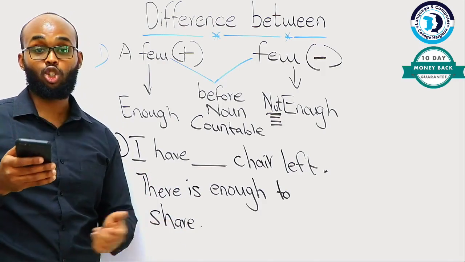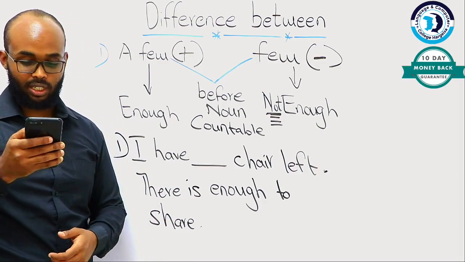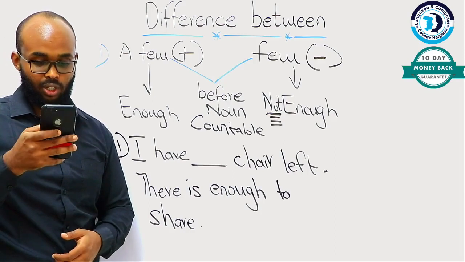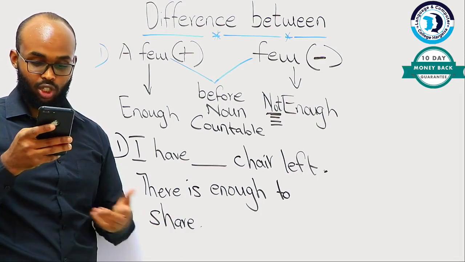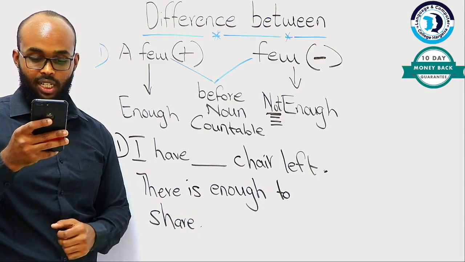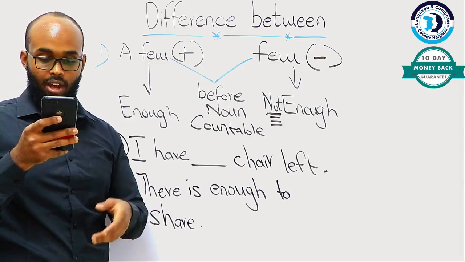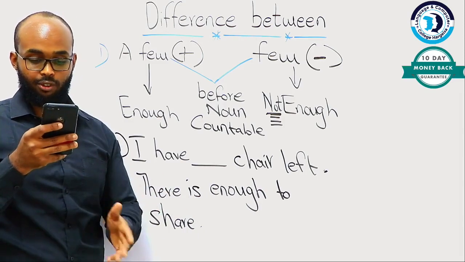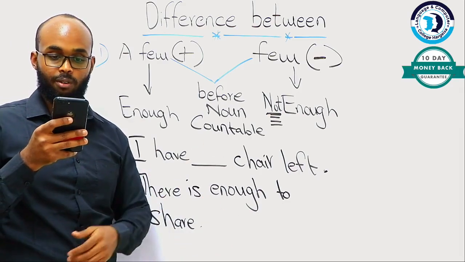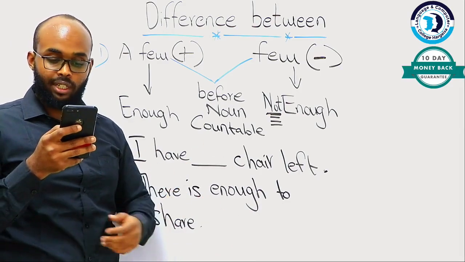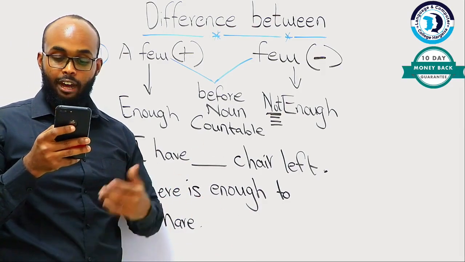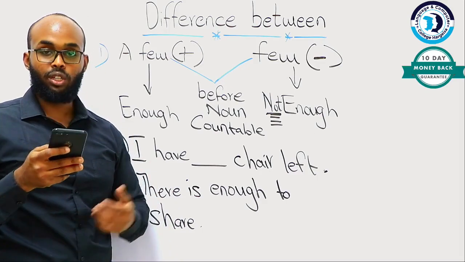So who else is here? Who else? I can see Nasteha, Lisa. I have a few chairs left. There is enough to share. That's very nice. And Kulmi had a few. Muhammad, a few. Abdul Muhammad, a few.